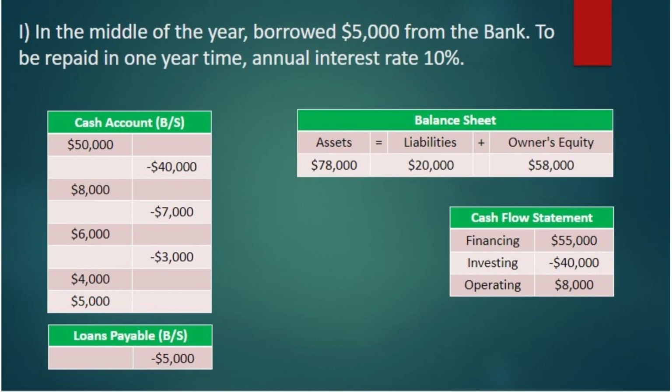We borrow $5,000 from a bank in the middle of the fiscal year. The loan will be repaid in 12 months, with one single installment, annual interest 10%. We debit cash for $5,000 against loans payable. The transaction is reported as financing operation in the cash flow statement. No impact to income statement, at least at the moment.